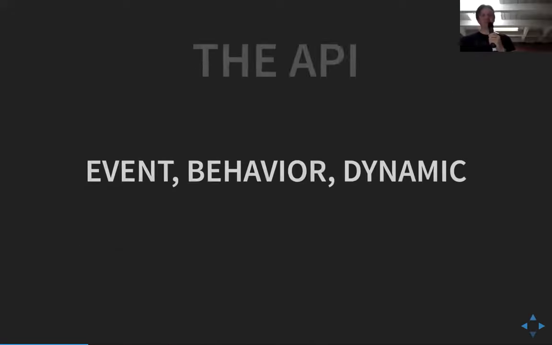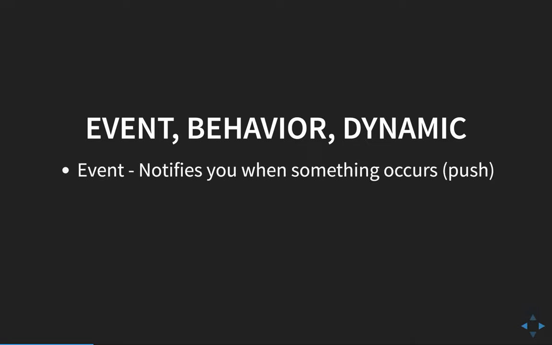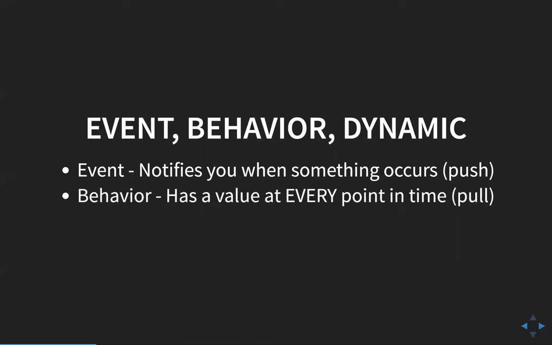So the API. There are three core abstractions in Reflex: Event, Behavior, and Dynamic. An Event notifies you when something happens. There's a classic paper, Push-Pull Functional Reactive Programming by Conal Elliott, and the Event is the push in that push-pull. A Behavior has a value at every point in time. That's a very key thing here, and I didn't realize it at the beginning. This is the pull. Because it has a value at every point in time, you can ask it what its value is at any point in time, and it will tell you. That's the pull side.